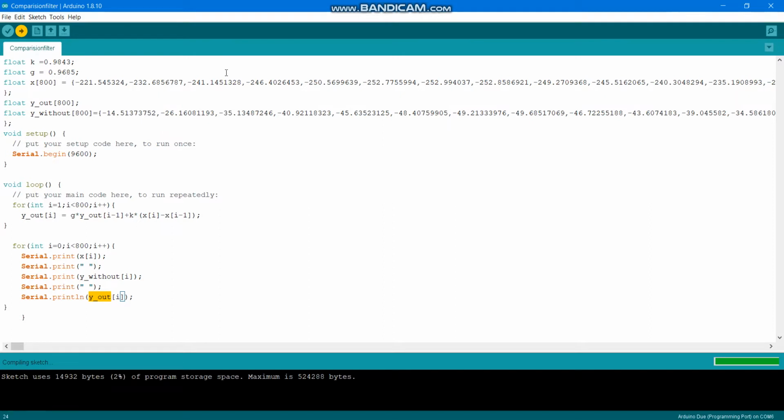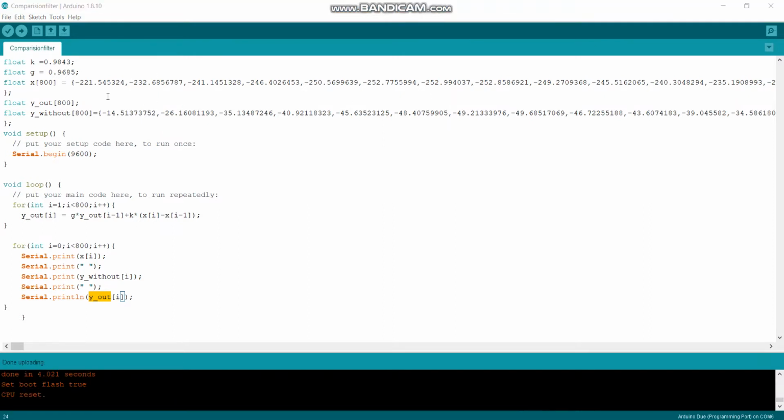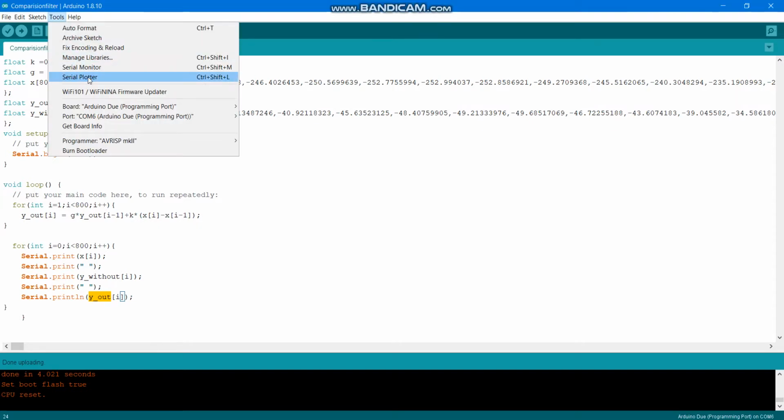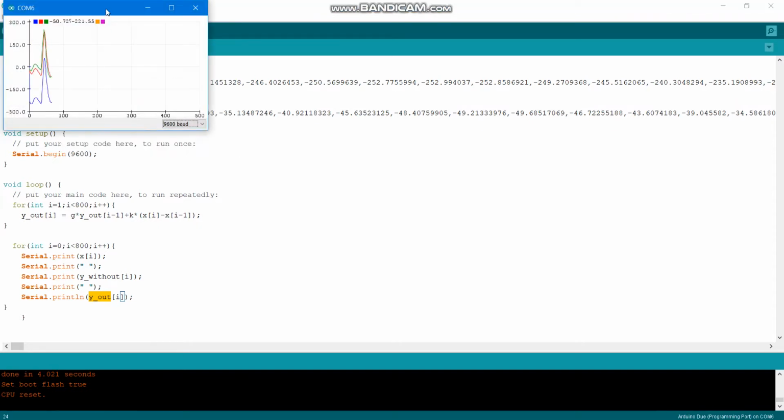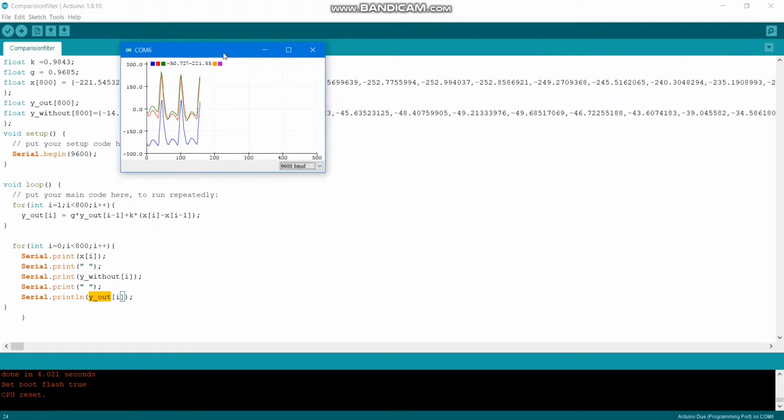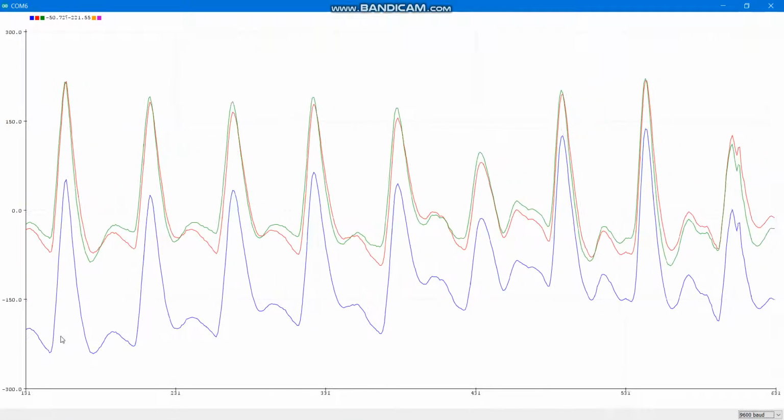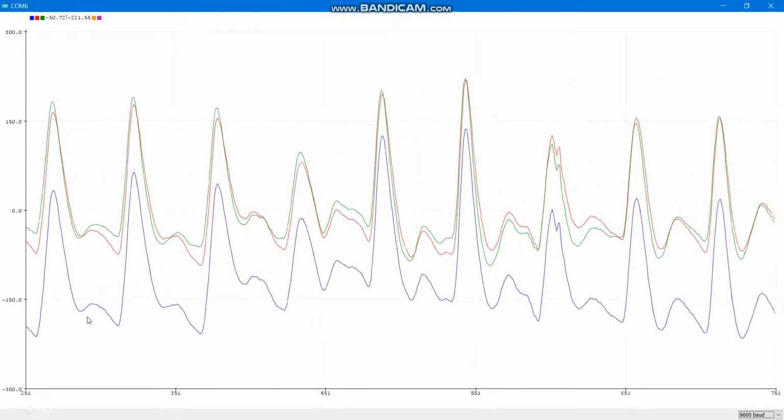So we'll just upload the code and see the results on the serial plotter. So here we can see this is the input signal. The red one is the y without, and the green one is the y output of our digital filter.